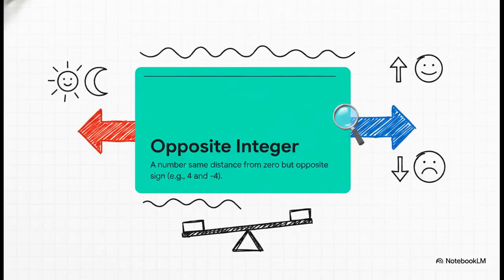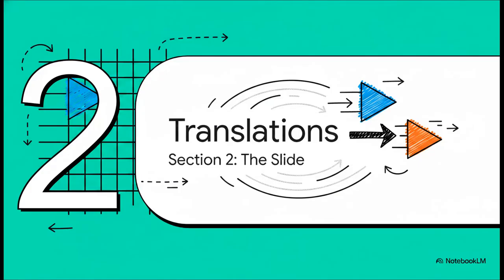Finally, for our vocab, memorize what an opposite integer is. It's really just a number that is the exact same distance from 0, but with the opposite sign. So positive 4 just becomes negative 4. This specific concept is going to be your absolute best friend when we get to our flipping rules a little bit later. Moving on to Section 2, Translations, or as I like to call it, the slide.